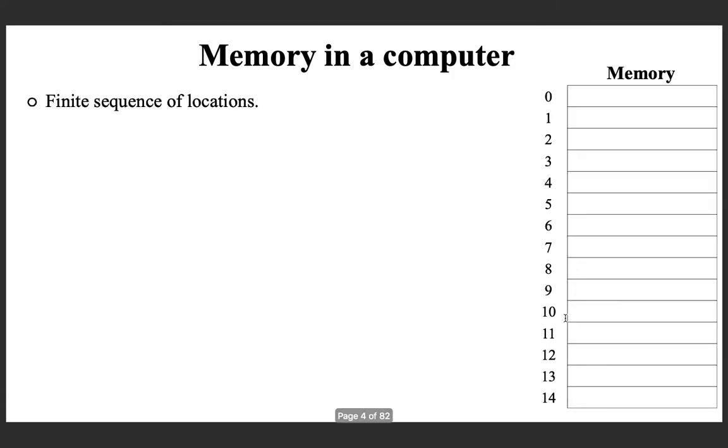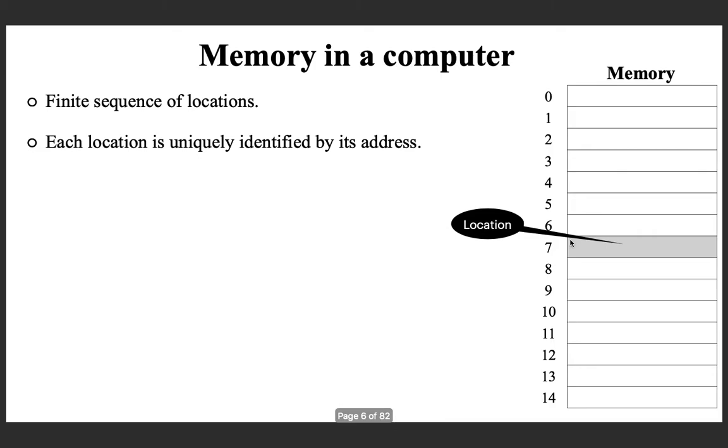So let us consider the basic structure of a memory. Here we are considering the memory device as a finite sequence of locations. In the figure, a sequence of 15 locations is shown. Each one of these is a location. Each location is uniquely identified by its address, which is the identity of the location. Here it is 7 for this particular location.